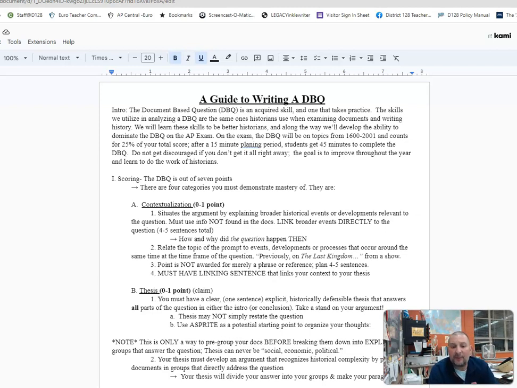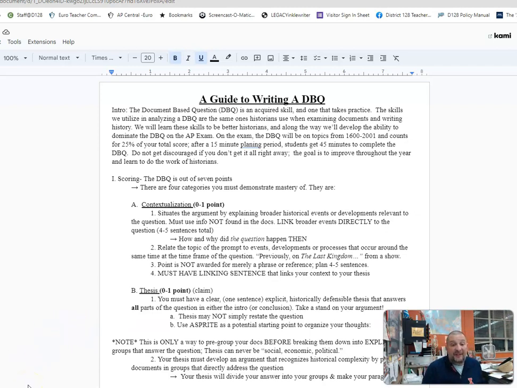The point is not awarded for merely a phrase or reference. Again, I would plan 4 to 5 sentences, and in those 4 to 5 you should have a linking sentence that connects your contextualization to your thesis. So you're starting very broad, describing the chapter, describing previously, bringing it in with the linking sentence, and then boom, here's your thesis, your one sentence that we're going to get to right now.